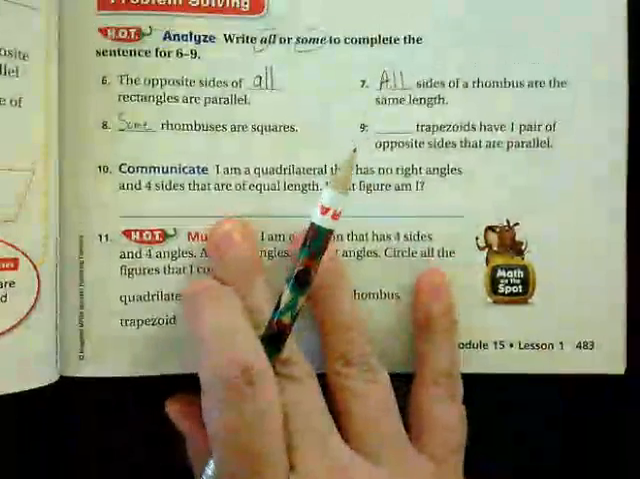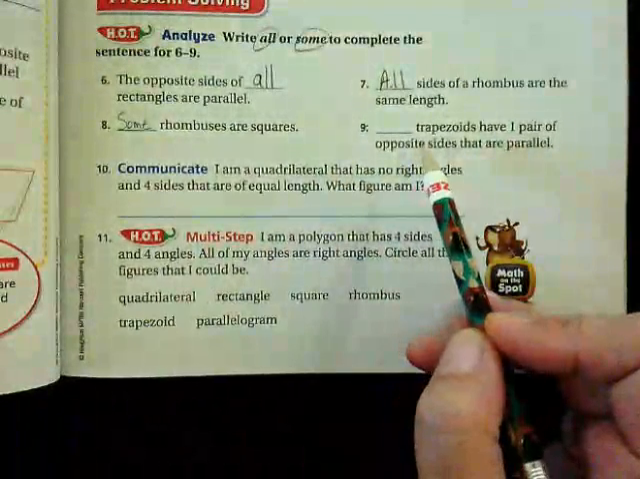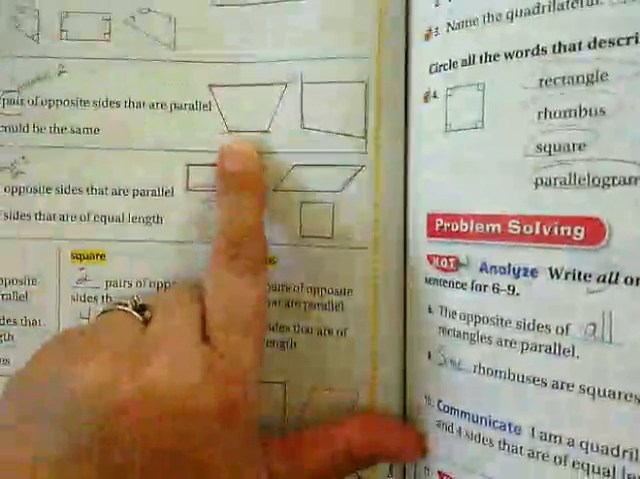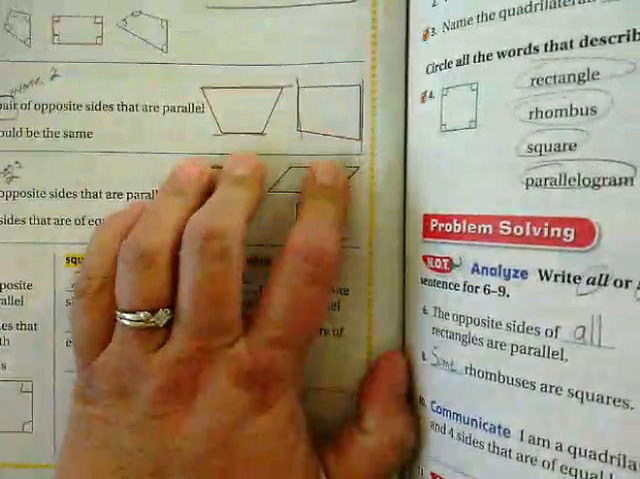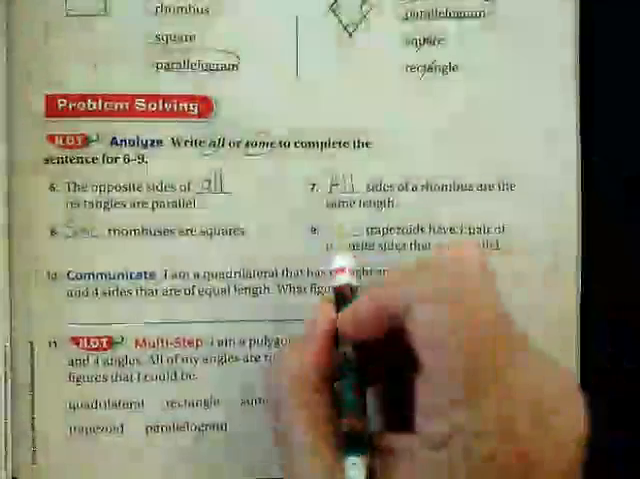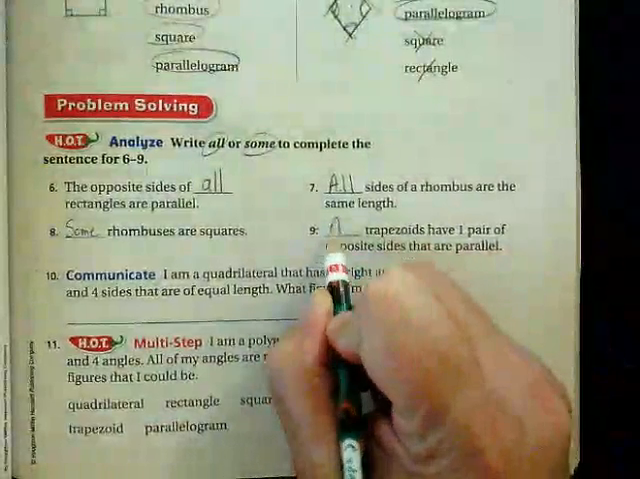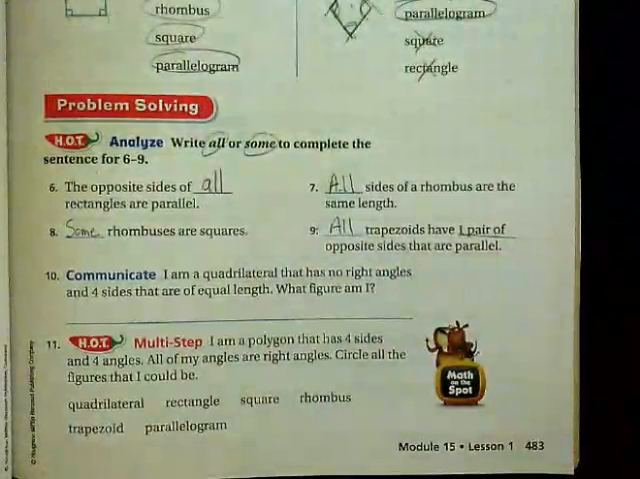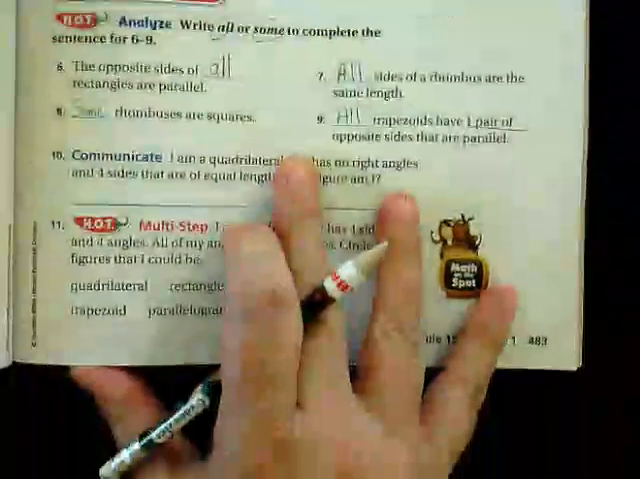All right, how about this? Number 9. Blank trapezoids have 1 pair of opposite sides that are parallel. Trapezoids. A trapezoid is this shape. So how many sides does it have that are parallel? Well, it has 1 pair of opposite sides that are parallel. So all trapezoids have 1 pair of opposite sides that are parallel. Let's look at number 10.